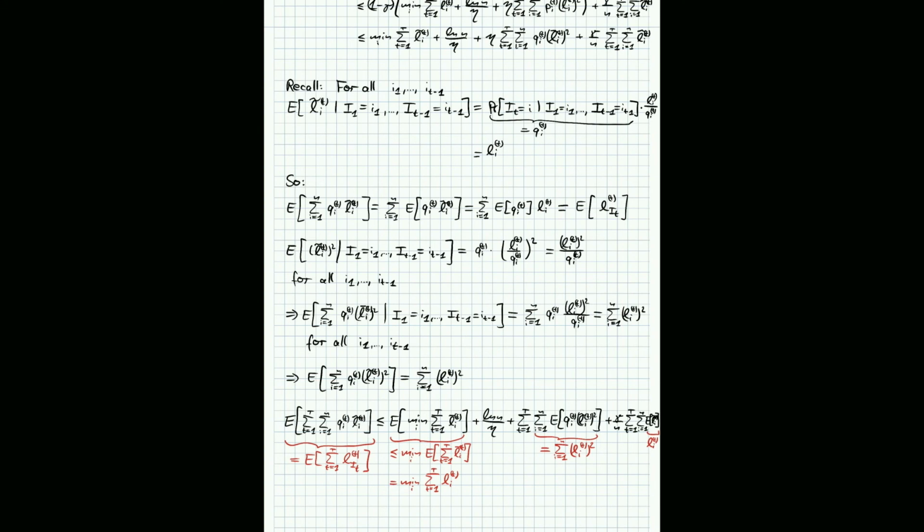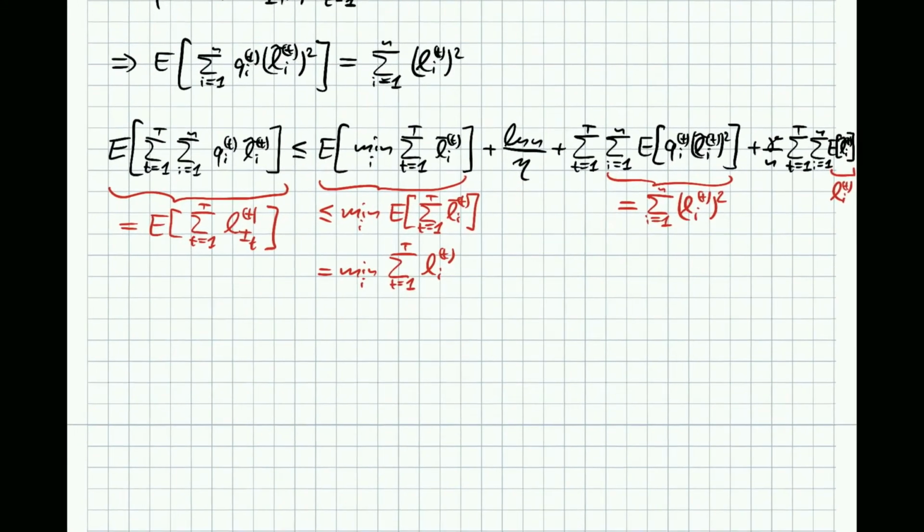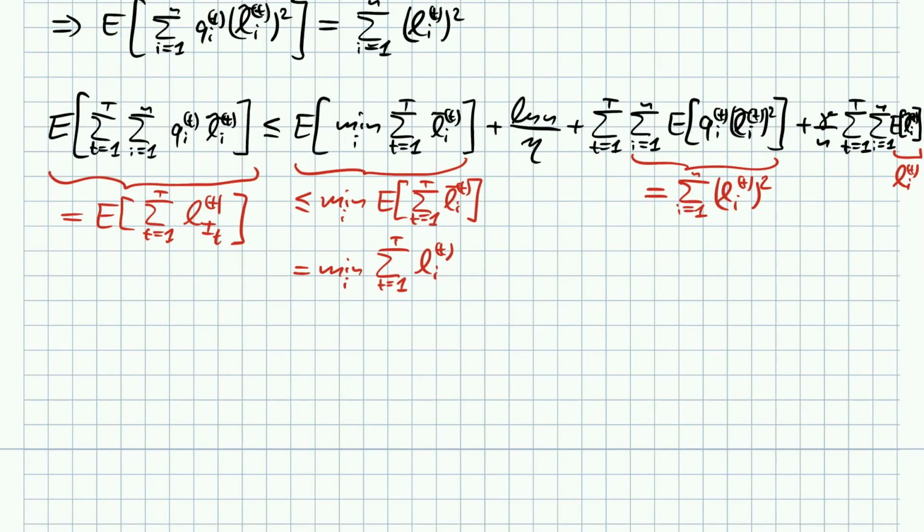Now, how can we bound our sums here? How big is one of these L_i^t squared? This is no more than 1, so this here will be at most n. This will also be at most 1, or altogether this will be no more than n times T. Also this together will be no more than n times T.